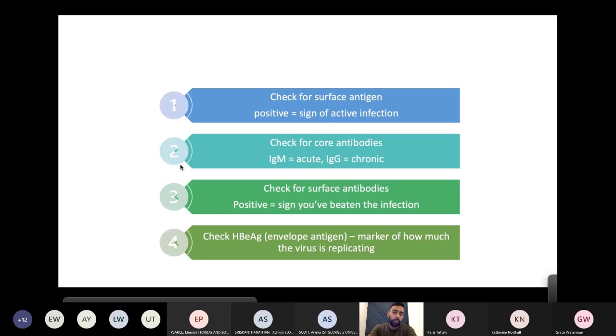If you contract hepatitis B, you're not going to see a surface antibody for the first few weeks. So, if someone's positive for surface antigen, the IgM is raised, but there's no surface antibodies, you may think, okay, this is very acute, maybe in the first 2 or 3 weeks. And that's why we're not seeing the surface antibody. And then, as we spoke about, the HBe, the envelope antigen, that's telling you the viral load. So if it's high, they're very highly infectious. If it's low, low infectivity.